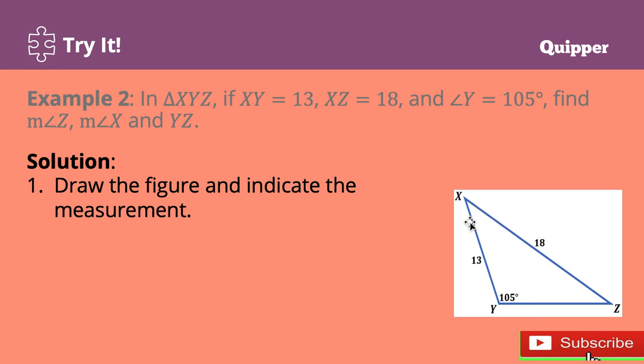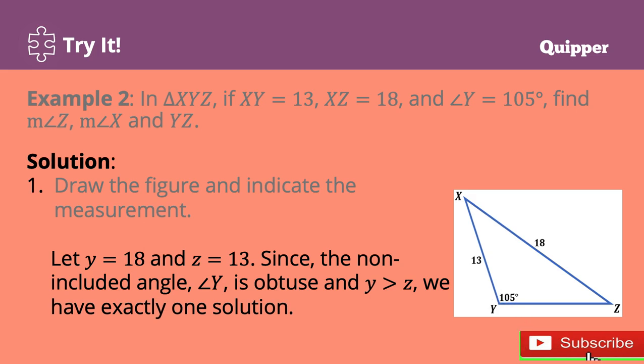This is the included angle here, the angle x. But the given is the non-included angle, so we have to use the law of sines. Let y, the opposite side of angle y, be equal to 18. And side z, the opposite side of angle z, is 13. And of course, we will be using 105, because that's the non-included angle.